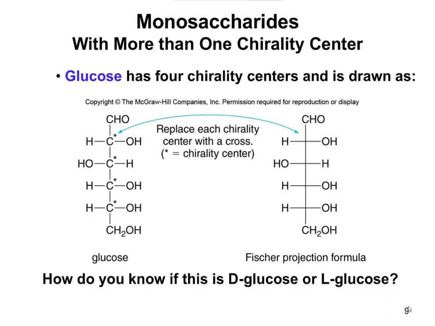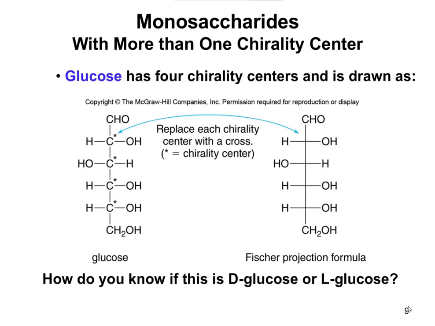Okay, so what happens if you look at something like glucose, for instance? Something like glucose is going to have 4 chiral centers. If you look at the Fischer projection over on the right, you can see that the carbons that have the asterisks are chiral centers because they're all attached to 4 different things, so you have 4 different chiral centers. So how do you know if this is D-glucose or L-glucose? We said if the OH is on the left, it's L. If the OH is on the right, it's D. But in this case, we have 4 different OHs.